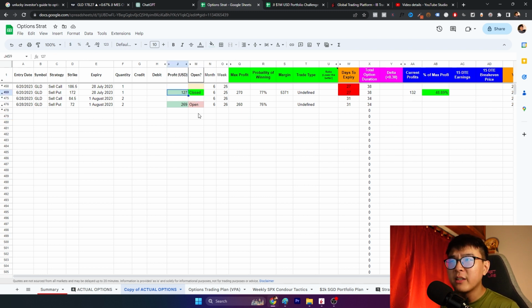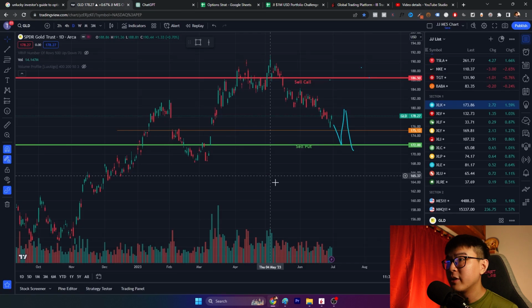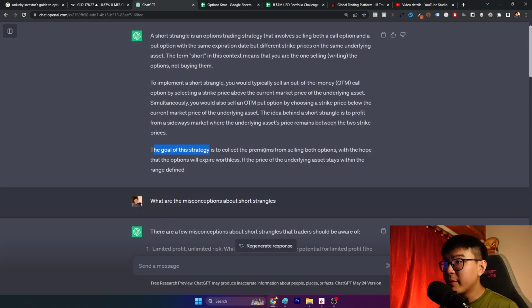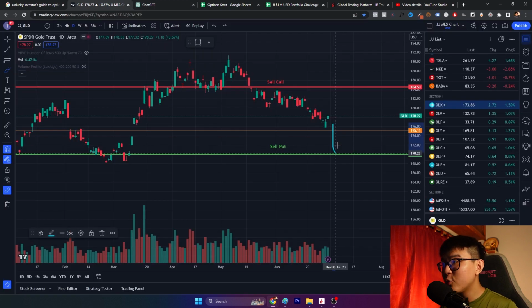I believe I only closed it yesterday, so I earned about 127 USD, and I actually opened another short strangle with these two prices over here. The goal of this strategy is to collect the premiums from selling both options with the hope that the options will expire worthless if the price of the underlying asset stays within the range. As long as gold stays within these two price ranges of 184.50 and 170, I will earn money.